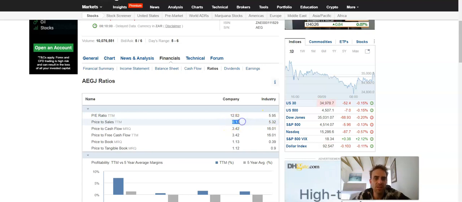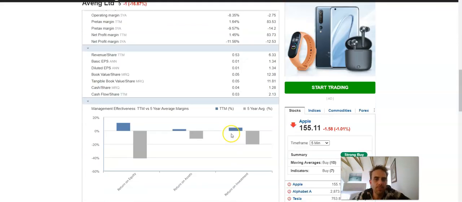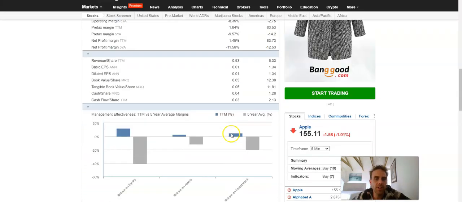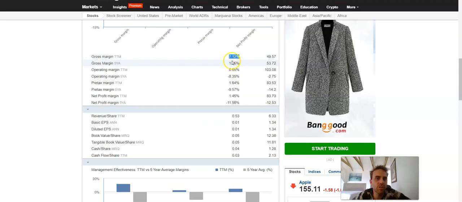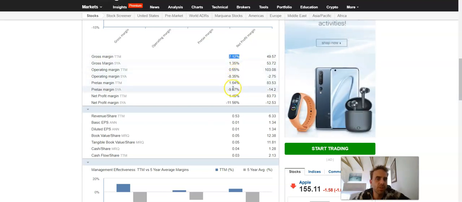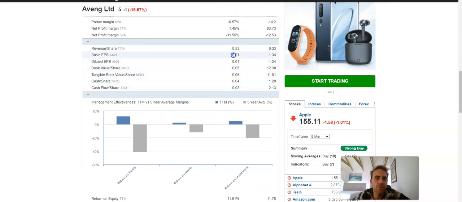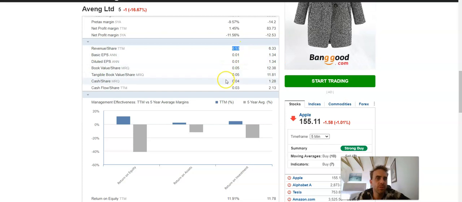Price to sales, it's really small, that's good. Price to book, it's under 2, it's a good sign. So fundamentally speaking, AEG is currently in a fairly healthy state. You can see gross margin is in the positive. We see its EPS is really small. That's not a good sign. We see revenue per share a little bit too small.